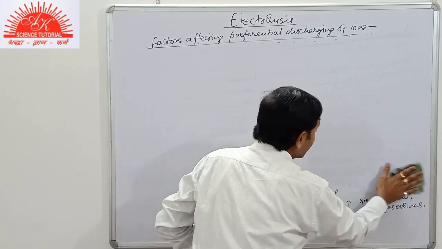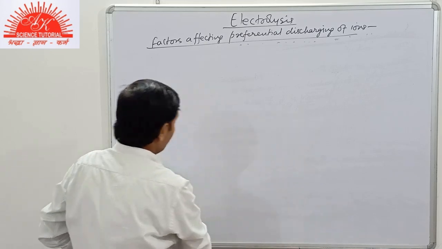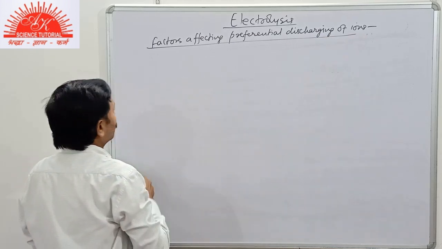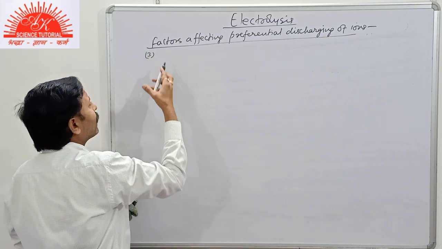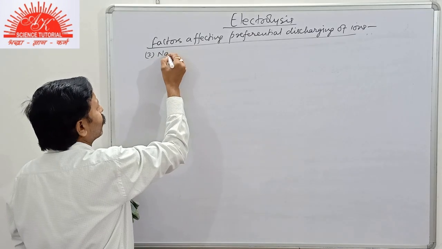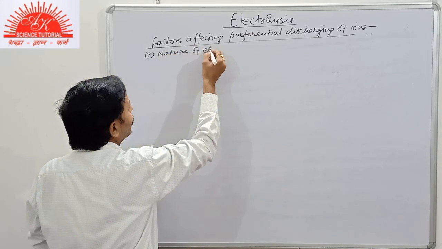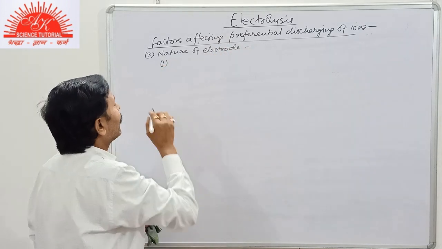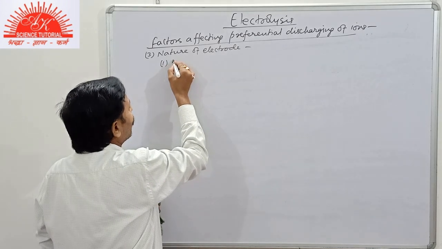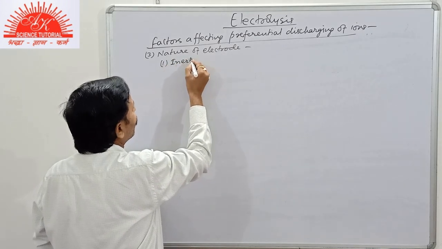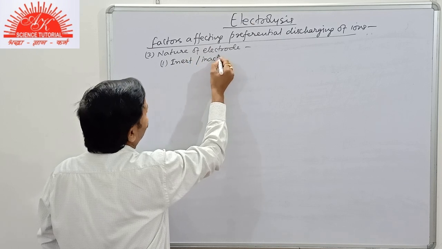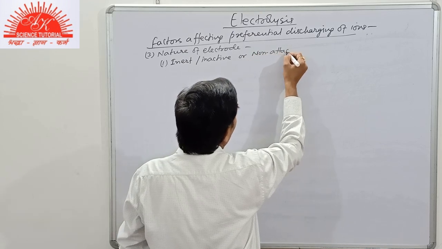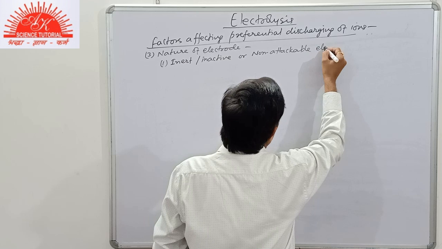Now, the next third factor is the nature of electrode. Now there are two types of electrodes. The first one is inert, inactive, or non-attackable electrode.